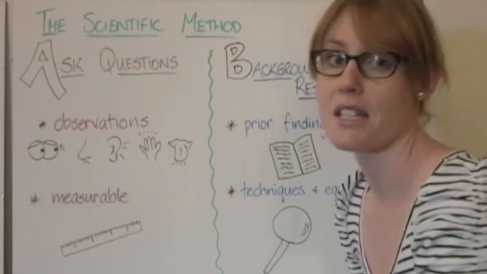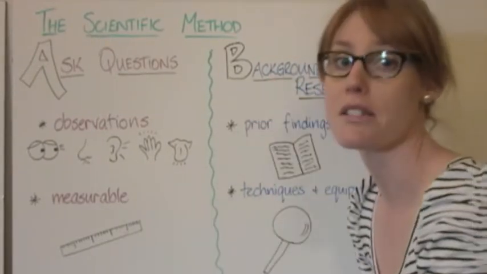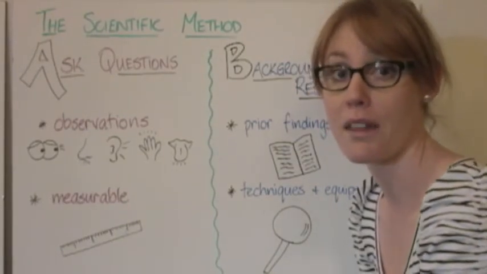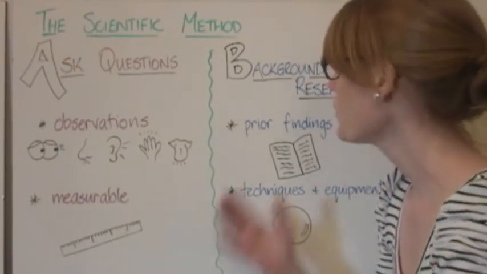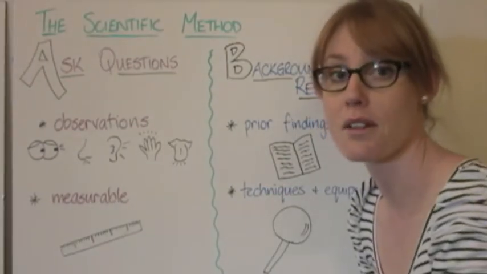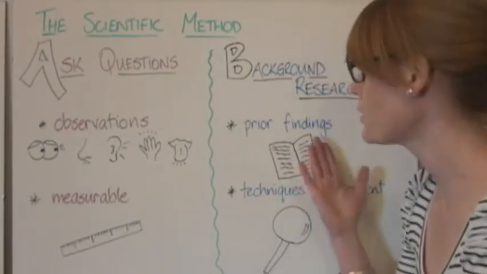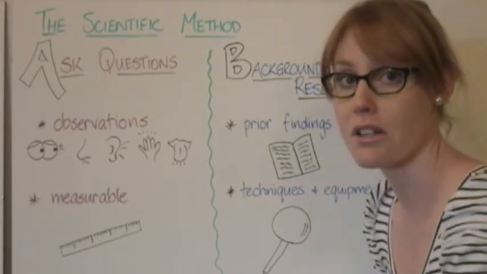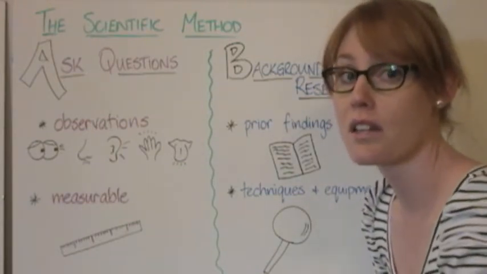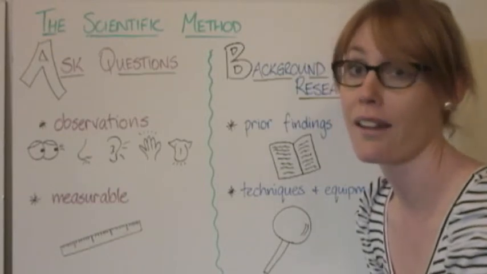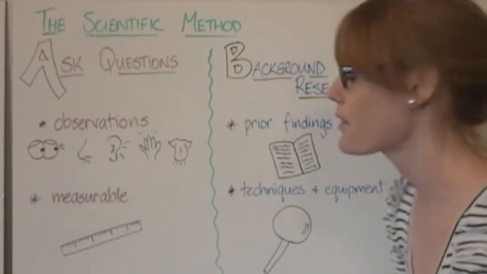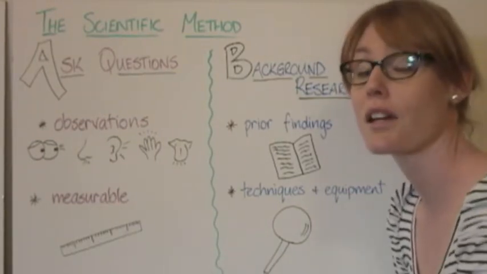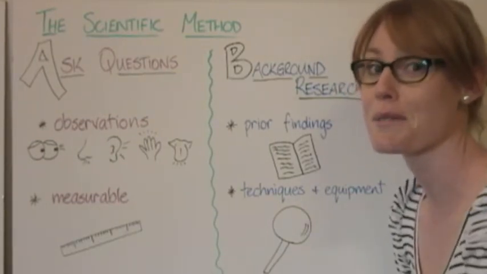The second step of the scientific method is background research. In order to find out more about our topic that we have asked a question about, we need to find whether anybody has researched this area before. So we look for prior findings. In our background research, we might also come across the best way to go about carrying out the scientific method. So we might find out more about the techniques and equipment that we need to use during this process.